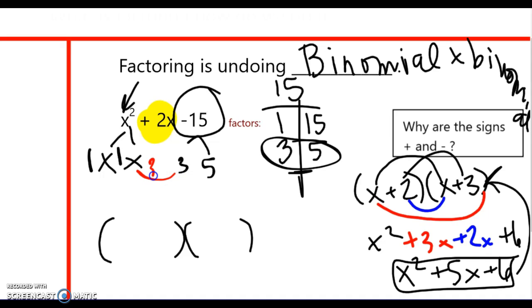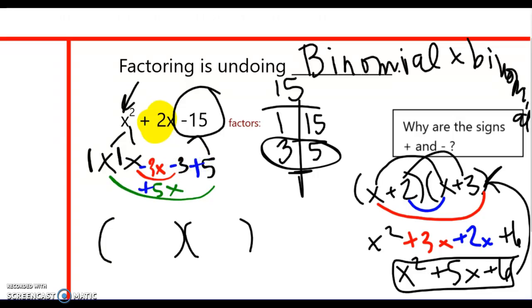All right, so I'm just going to check. 1x times 3 gives me 3x, and 1x times 5 gives me 5x. Now, if one of them's positive and one of them's negative, would they add? How would I get it to add to give me 2? If I want positive 2, then it's got to be plus 5 minus 3. So I follow through. The 3 has to be minus, the 5 has to be positive.